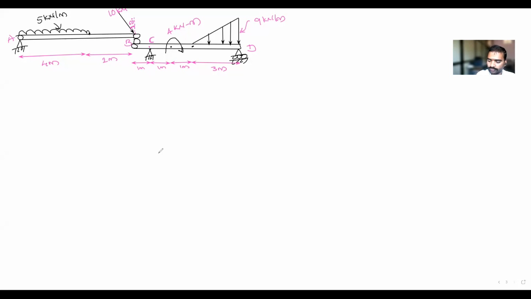Okay, have you taken the figure? Yes, sir. So it is a compound beam.